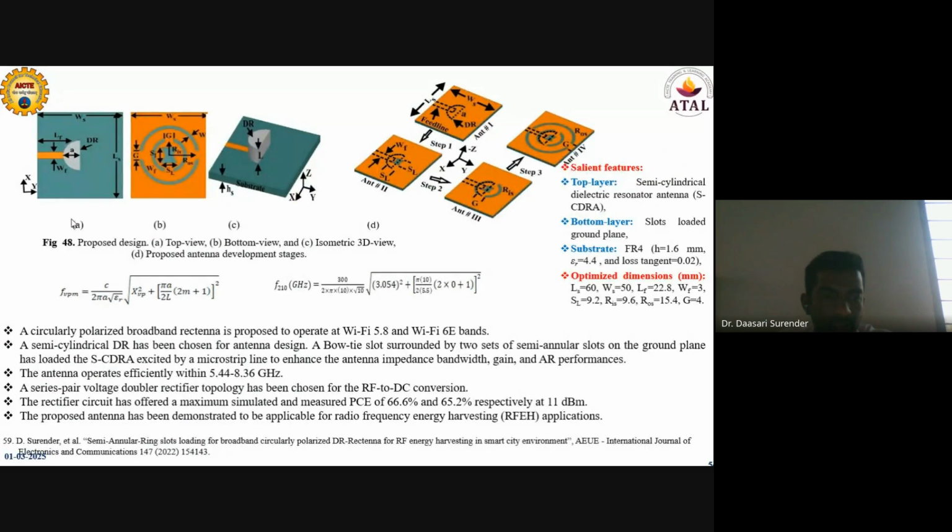In the slide itself, the sectoring semi-cylindrical dielectric resonator antenna has been chosen for the antenna design. A bow tie slot surrounded by two sets of semi-annular slots on the ground plane has been loaded in the structure to enhance the antenna impedance bandwidth, gain and axial ratio performances.